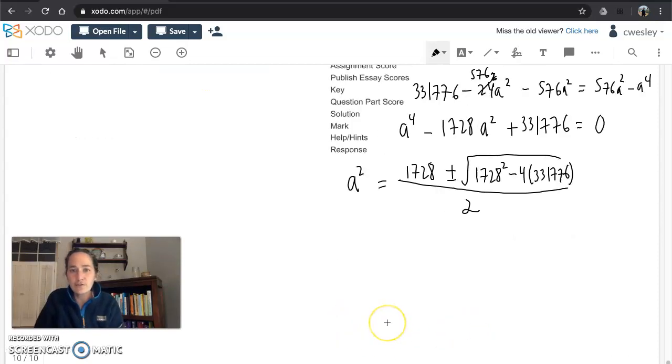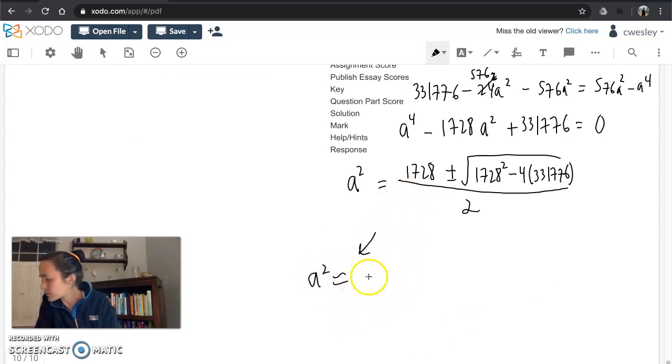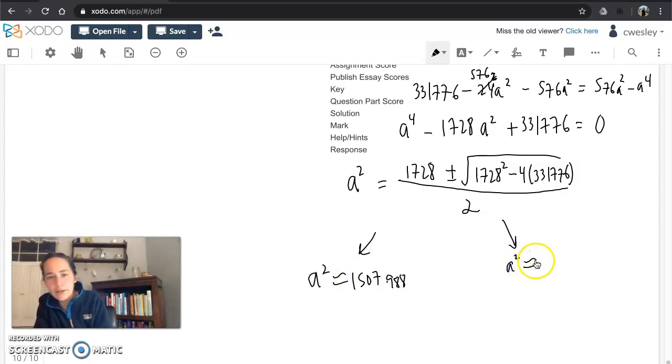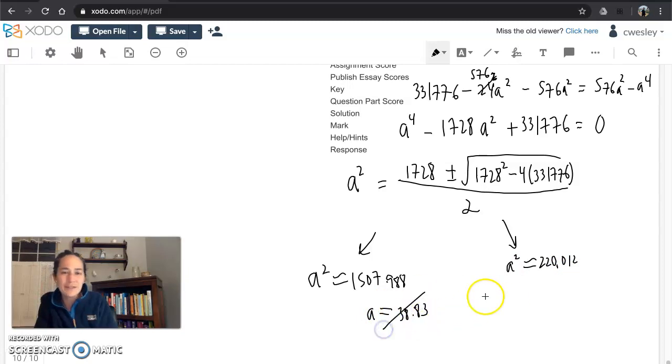And you're going to get 2 values for this. This is where I just typed into the calculator, took the easy way out. I get that either a squared is about 1507.988, or a squared is about 220. One of these answers actually has to get thrown out. If a is roughly around 38.83, that's too big. That's outside of the hyperbola, outside of the focus. This one I think will be just right. To the nearest hundredth, approximately 14.83.